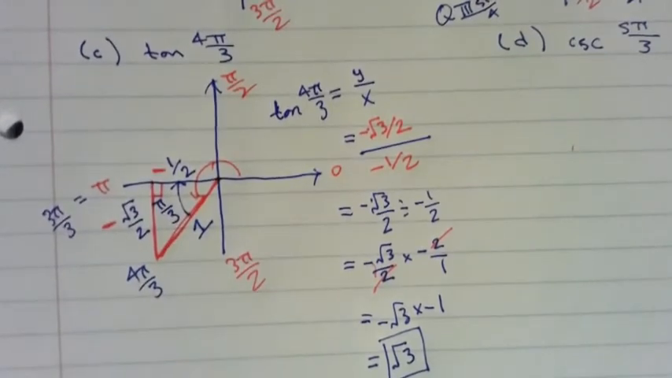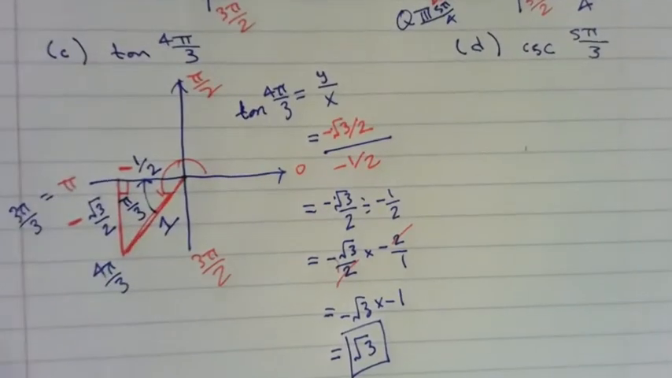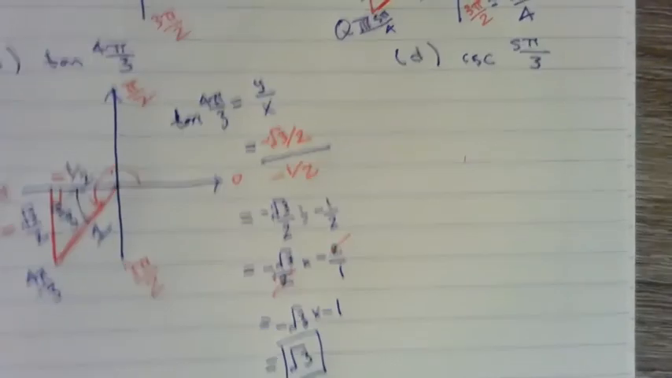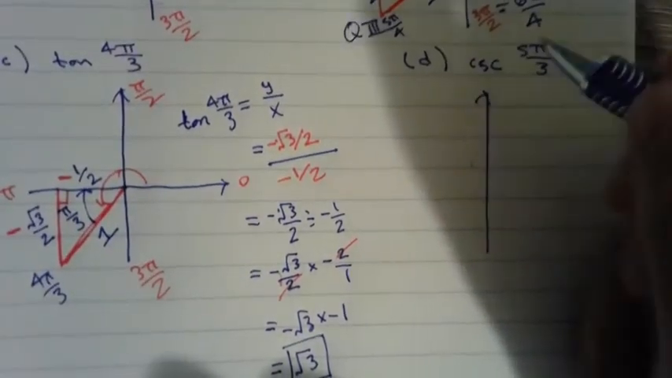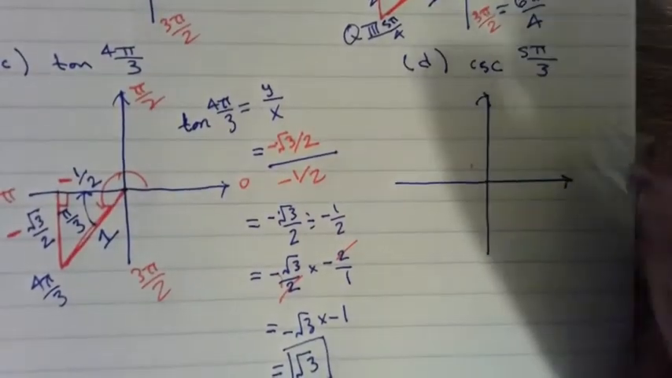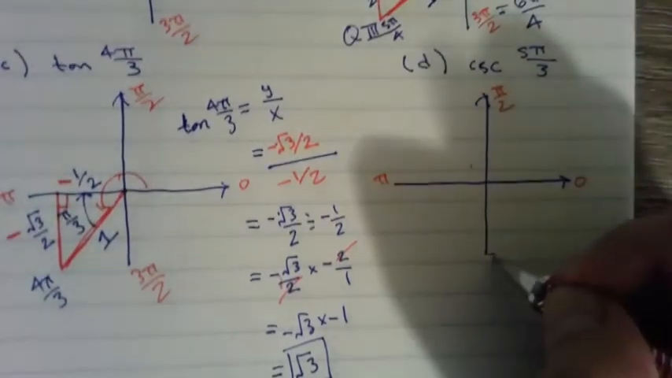Okay? So remember, it's just a process, but once you get it, you get it. Okay. Let's move on to D. So cosecant of 5 pi over 3. Again, I'm going to go ahead and draw my graph. So 0, pi over 2, pi, 3 pi over 2.